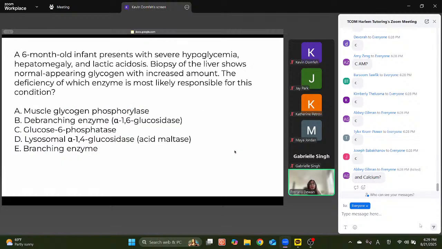Okay, a 6-month-old infant presents with severe hypoglycemia, hepatomegaly, and lactic acidosis. Biopsy of the liver shows normal appearing glycogen with increased amount. The deficiency of what enzyme is most likely responsible for this condition?